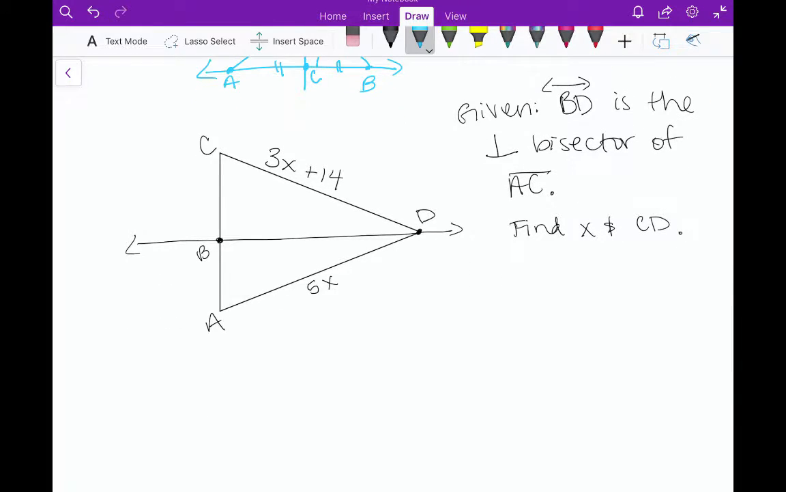All right, so let's apply this. So it says, given that line BD is the perpendicular bisector of AC. So let's stop there and see if we can identify things here. So BD is the perpendicular bisector of AC. So that means that this is congruent to that because B is the midpoint. Also, that means this is a right angle and this is a right angle. And we need to find x, and then we need to find the distance of CD.